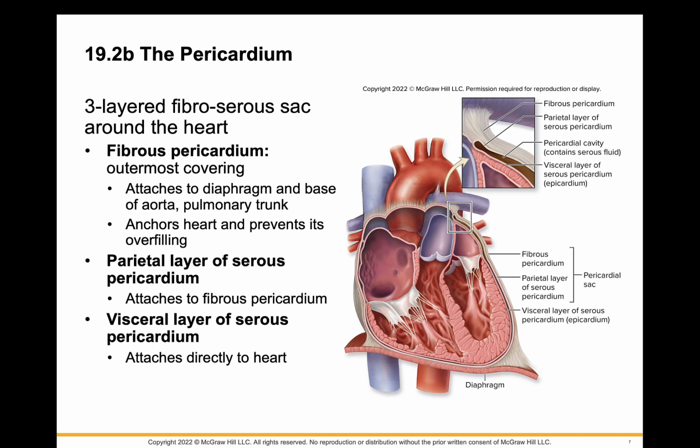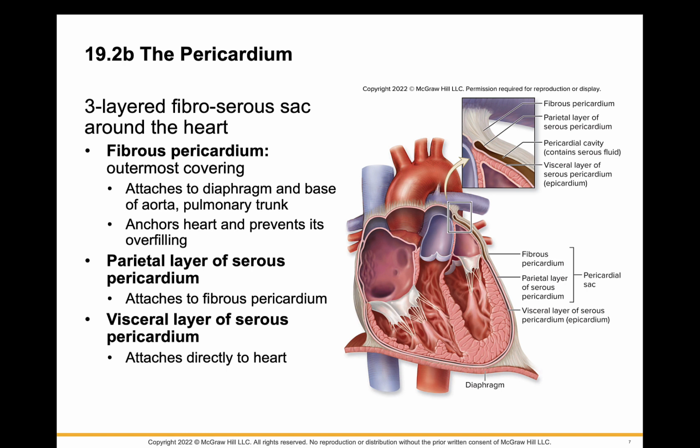Now, the parietal layer is attaching to the fibrous pericardium. So you can see here, since the parietal is attached to the fibrous, we might as well think of them as a single layer. Then we're going to have the visceral layer of the serous pericardium, and this is a layer that is attached directly to the heart. Think viscera, think organ. So it is on the heart itself, and between the parietal layer of the serous pericardium and the visceral layer, we're going to have a pericardial cavity.